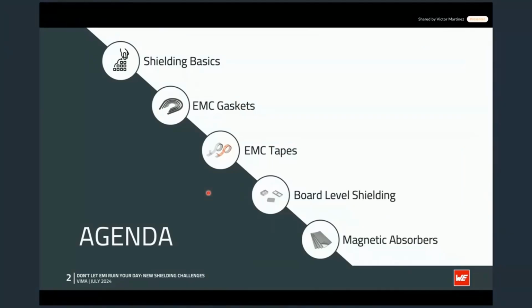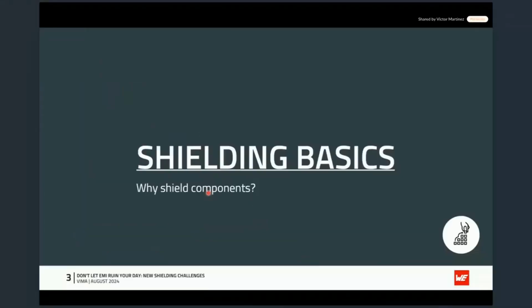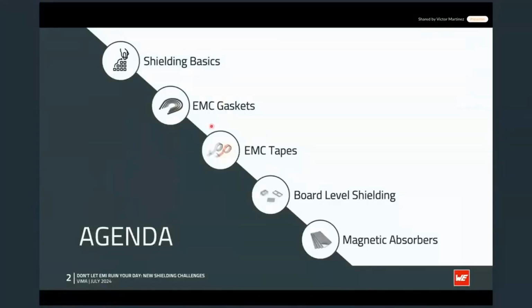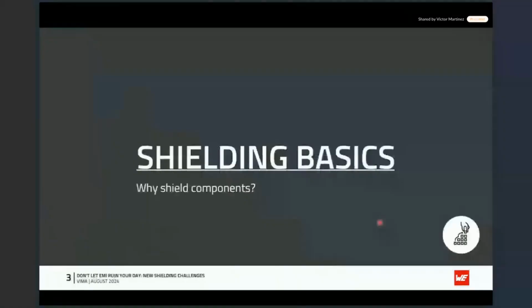So first of all, I'm going to start to explain some basic principles or basic terms that we need to know about shielding materials. And then I will directly jump into giving tips or advice for using the different types of products related to shielding materials. Like in this case, for example, the EMC gaskets, as you can see here. Then also the EMC tapes. Then I will jump into the topic of board level shieldings, and then finally, I will give some tips about the magnetic absorbers.